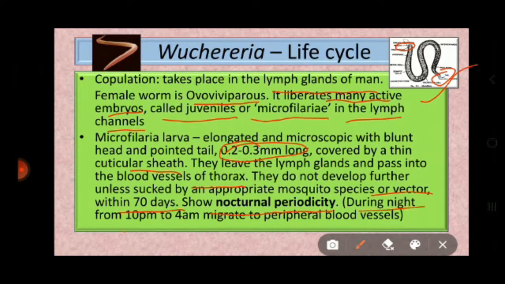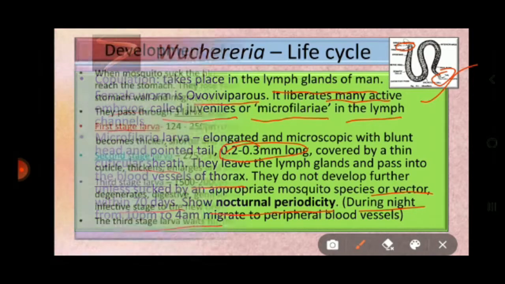And they show nocturnal periodicity. During the night, from 10 p.m. to 4 a.m., they migrate to the peripheral blood vessels. This is an advantage to the microfilariae, because during the night they can be sucked by the vector, which is a mosquito, and have a higher chance of being transmitted to the secondary host.